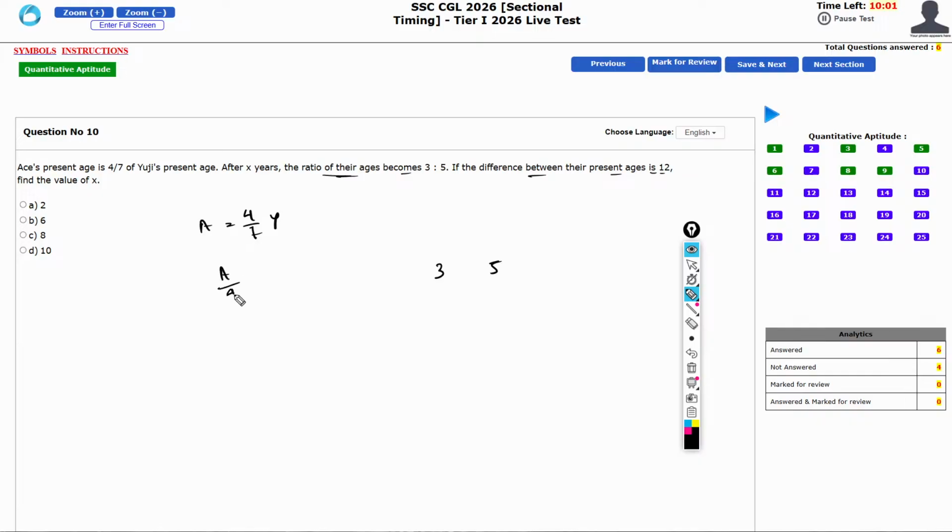So A by 4 is Y by 7. This is 3, so this is 12, 4 times, so 16. This is 4 times 28. Now 16 and 28. After 2 years, 1830. Yes, after 2 years, it will be done.